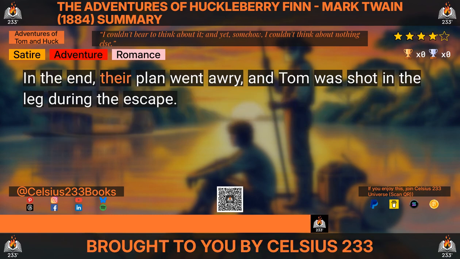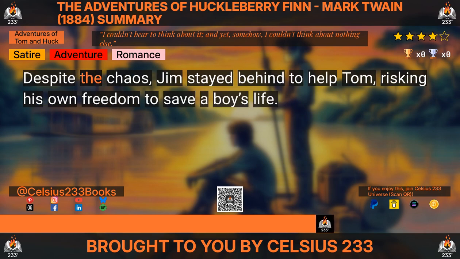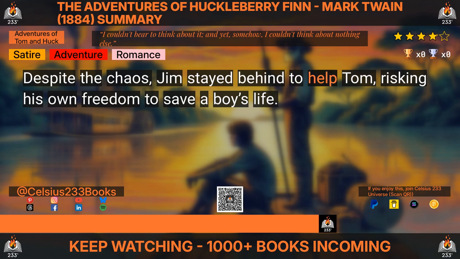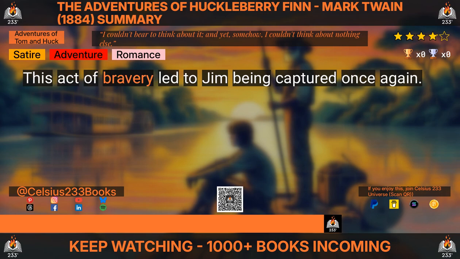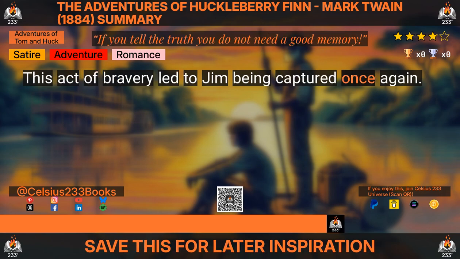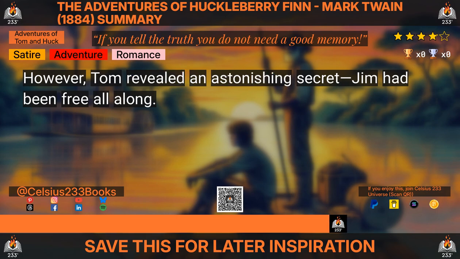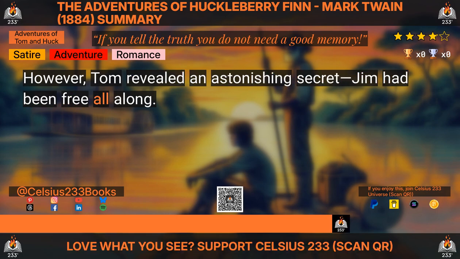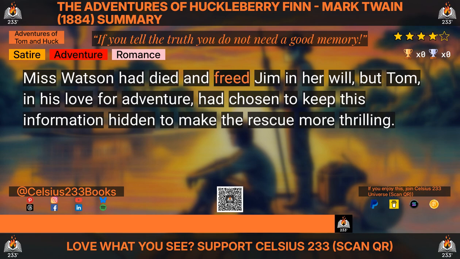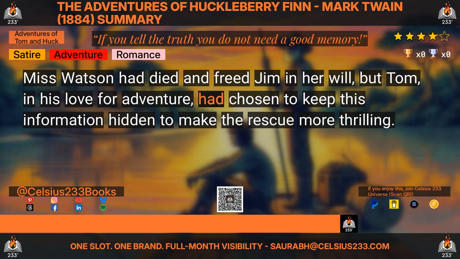In the end, their plan went awry, and Tom was shot in the leg during the escape. Despite the chaos, Jim stayed behind to help Tom, risking his own freedom to save a boy's life. This act of bravery led to Jim being captured once again. However, Tom revealed an astonishing secret: Jim had been free all along. Miss Watson had died and freed Jim in her will, but Tom, in his love for adventure, had chosen to keep this information hidden to make the rescue more thrilling.